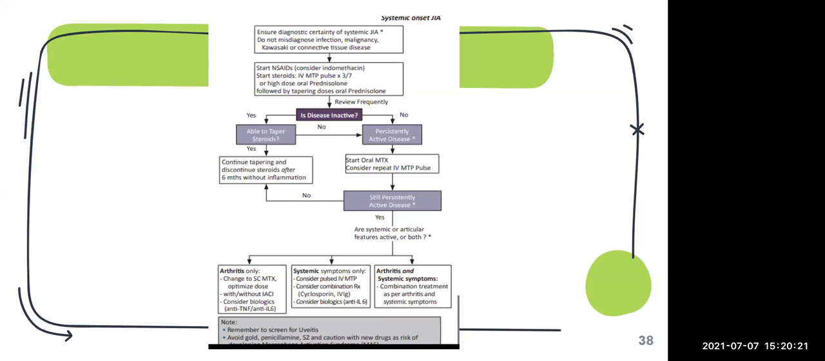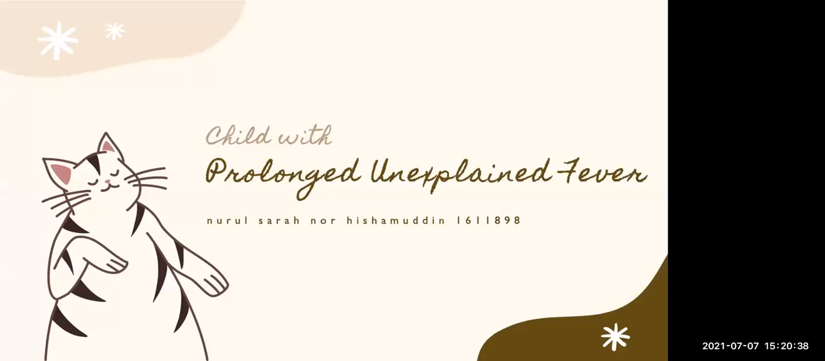What if it only involves the arthritis? If it's still systemic symptoms or both still present. So if it only involves arthritis, then you change to subcutaneous methotrexate. If there are systemic symptoms, you give steroid. If there is a presence of both, then you combine the treatment. That's all from me. Thank you.